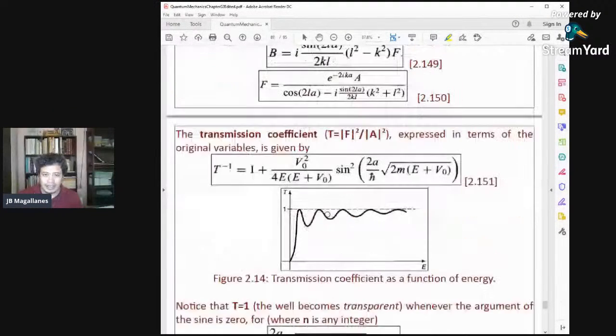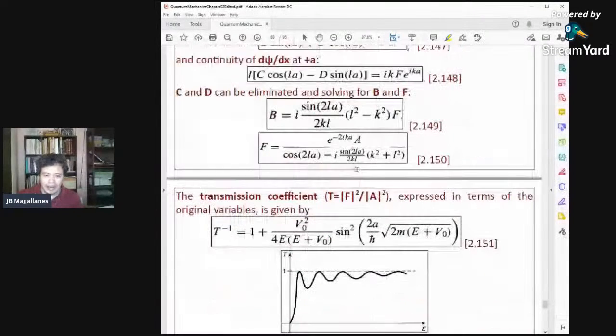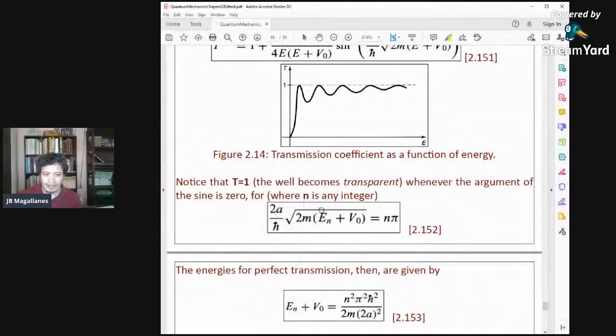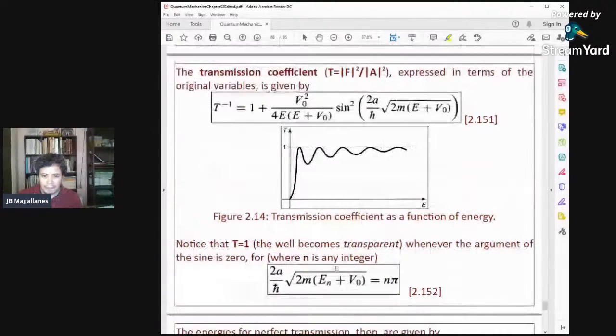So you can get R also. So at T equals 1, what does this mean? T equals 1 means that all the incident wave passed through the barrier. That means the well becomes transparent. It means that all the wave function passed through the barrier. So there's no reflection.